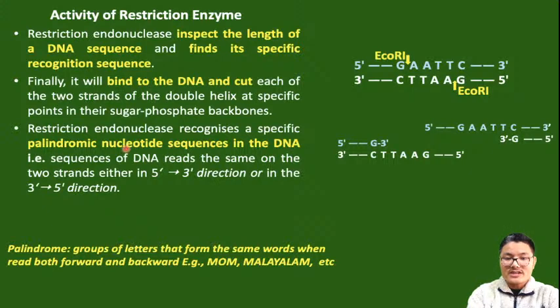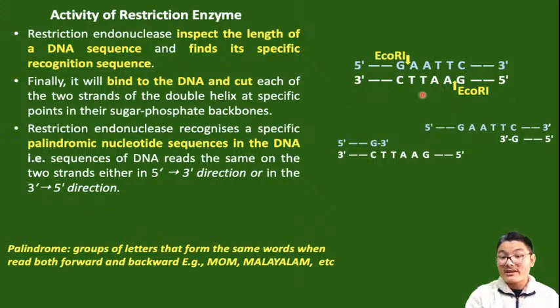Nucleotide sequence means nitrogenous bases which are present within the DNA. That is, we have GAATTC. These are nitrogenous bases, right? So in this sequence, EcoR1 is recognizing and cutting in between G and A, right? If we read the opposite strand, GAATTC, the same palindromic sequence will be recognized, right?